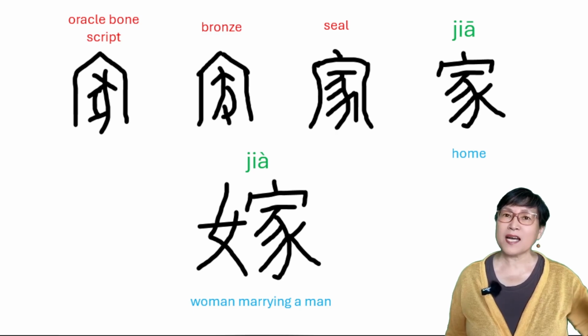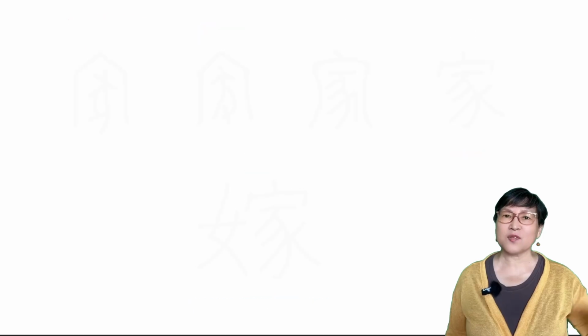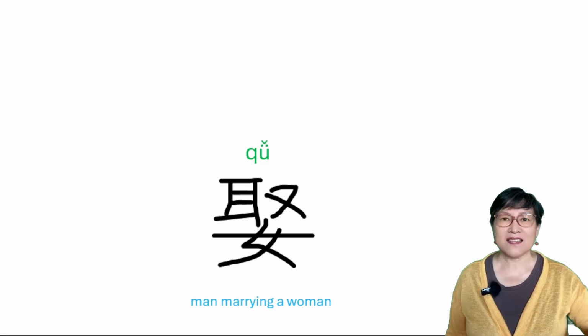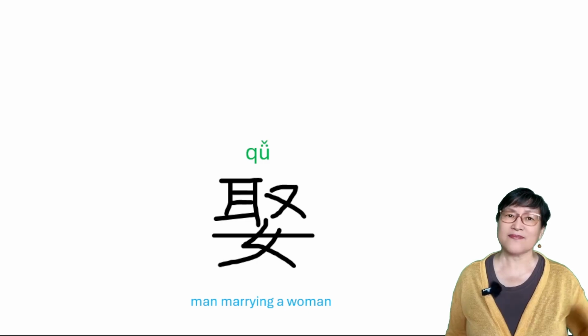For a man marrying a woman, Chinese uses this character, 娶. In traditional Chinese society, when a woman got married, she joined her husband's family. From the groom's family's perspective, they were bringing in or taking in a new family member. This idea is reflected in this character.